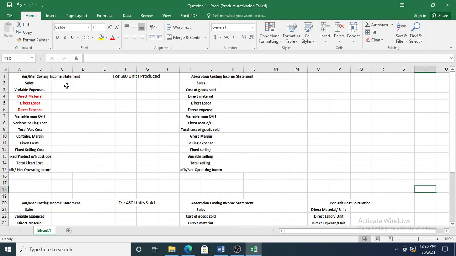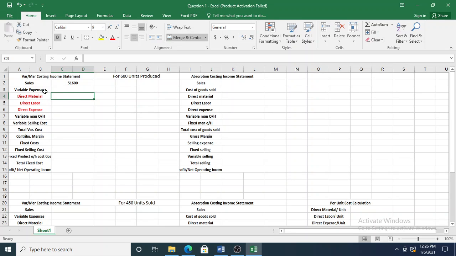So this is the data that we have. Sales equals 600 units for the production plan times $86 per unit. So we get 51,600. When we calculate the variable expenses, like how we defined variable costing, this by the way is the income statement for variable costing.